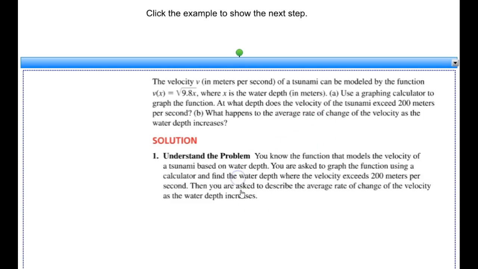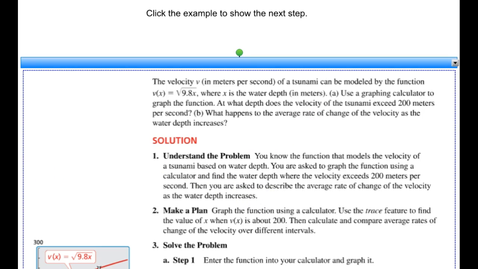So here's another world problem. The velocity of a tsunami can be modeled by this function. V of x equals the square root of 9.8 times x, where x is the water depth in meters. So we're going to be using a graphing calculator, or you can use Desmos, to graph our function. And then we have to figure out at what depth does the velocity of the tsunami exceed 200 meters per second. Then figure out what happens to the average rate of change of the velocity as the water depth increases.